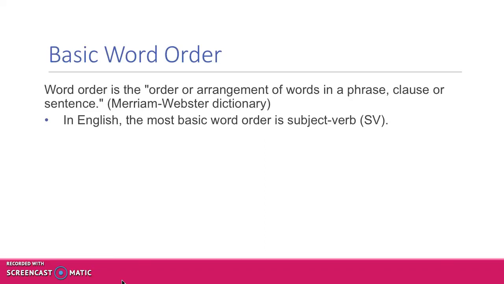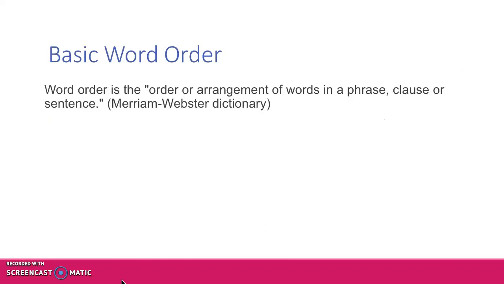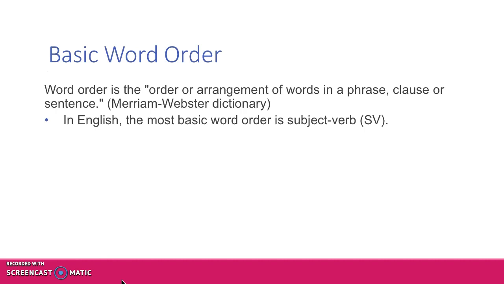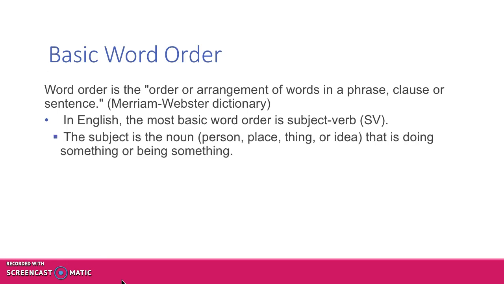In this video, we will be learning about word order. Basic word order. Word order is the order or arrangement of words in a phrase, clause, or sentence, according to the Merriam-Webster Dictionary. In English, the most basic word order is subject-verb. So the subject comes first and then the verb. We can call that SV.